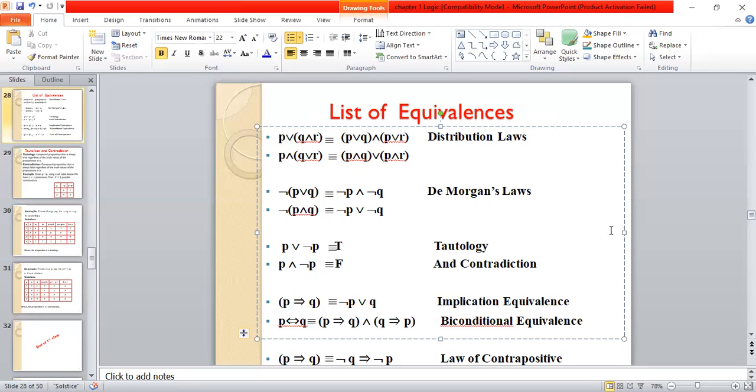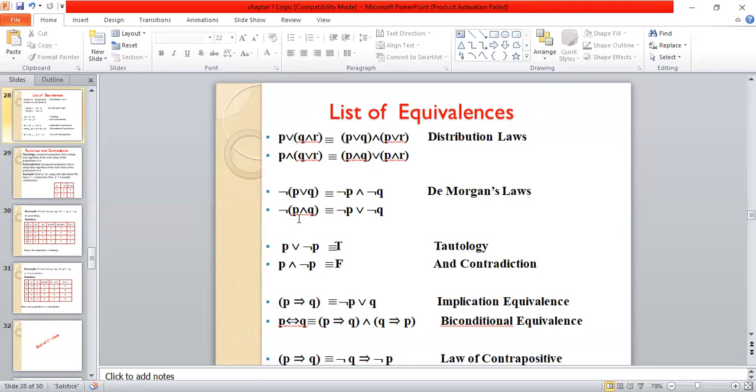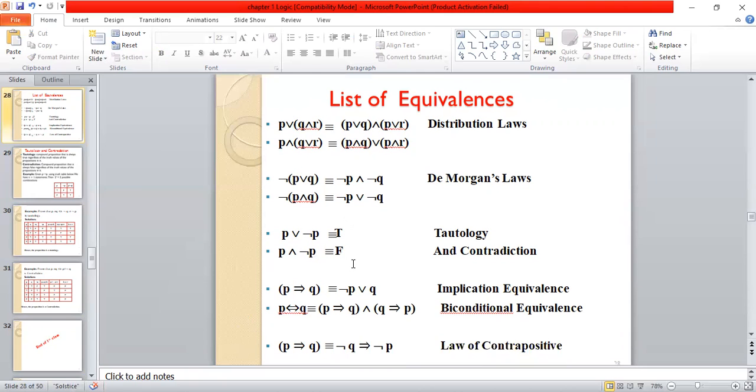If it is "and", it changes into "or". So the negation of P and Q becomes the negation of P or the negation of Q. And the next one is: P or negation of P is always true, which is a tautology, and P and negation of P is false, which is a contradiction.